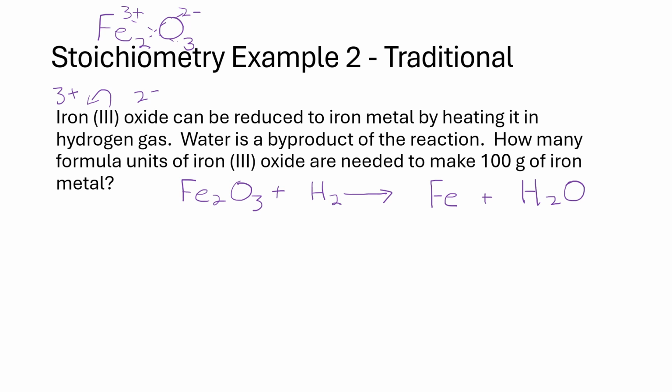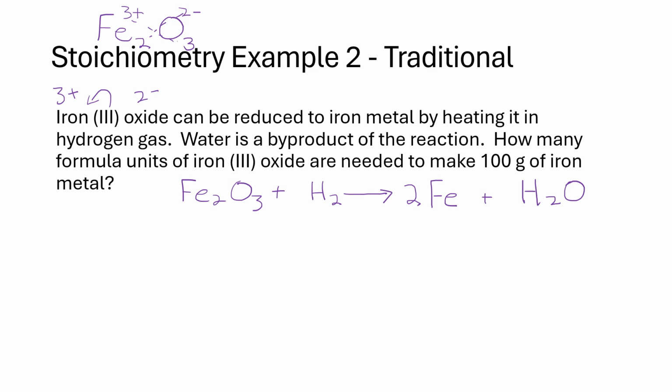To balance this equation, it looks like oxygen is, well, maybe not. I'm just going to go left to right balancing this. So let's start with the iron. We've got 2 irons on the left and only 1 on the right, so I'm going to put a coefficient of 2 in front there.